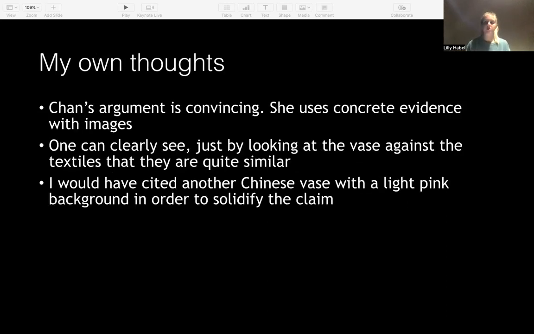So these are my own thoughts. I did think that Chan's argument was very convincing. She uses concrete evidence with her images, which clearly, when you look at them, the textile along with the vase, are quite similar. They have the same floral pattern, the same colors. The only thing I would have changed if I was in her position would be to add maybe another Chinese vase with a light pink background, just to solidify the claim that this really was a common color that was used. Just add one more example of that.